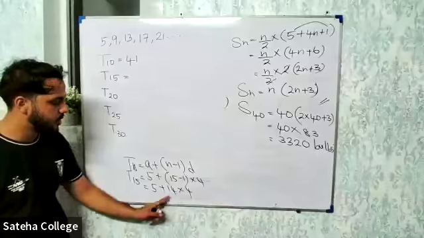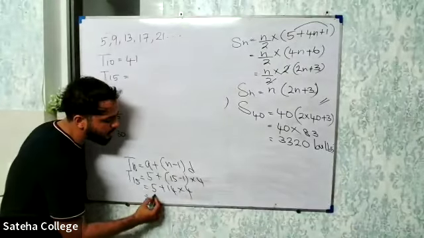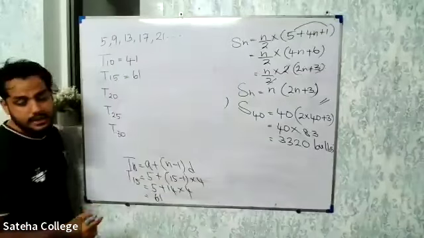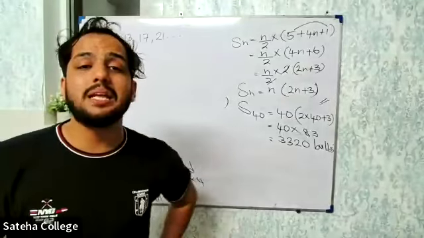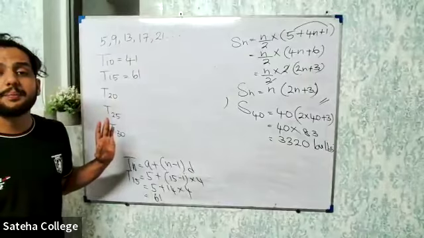14 into 4, 40, 56. 56 plus 5, that is equal to 61. Right. So now 61 here. Now you know this follows an arithmetic progression, so you don't have to apply the equation every time.